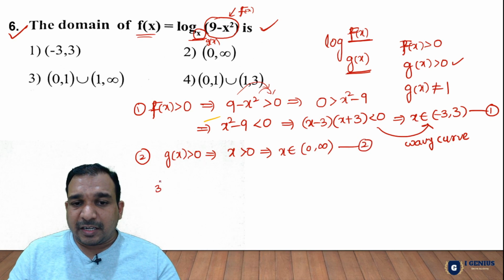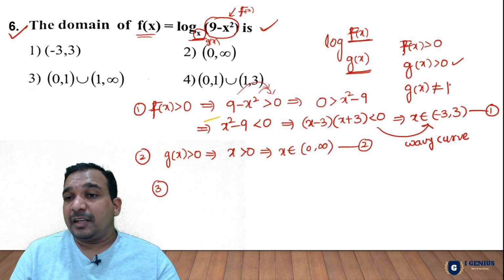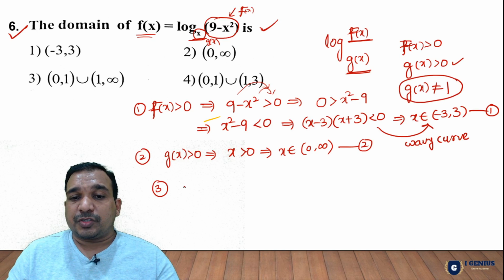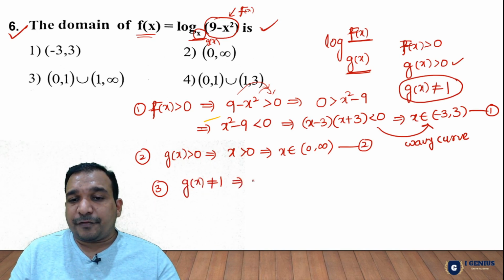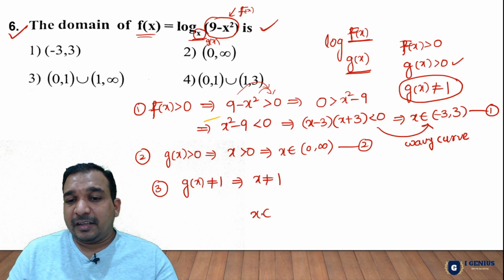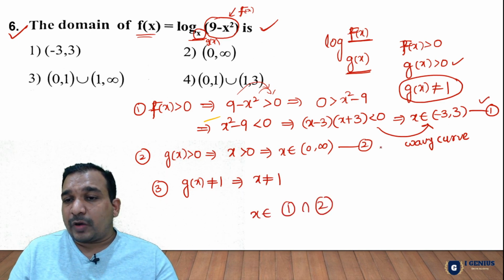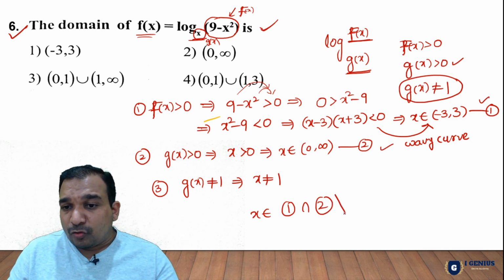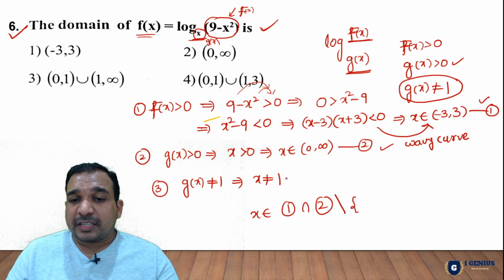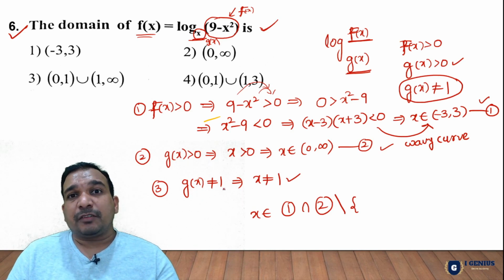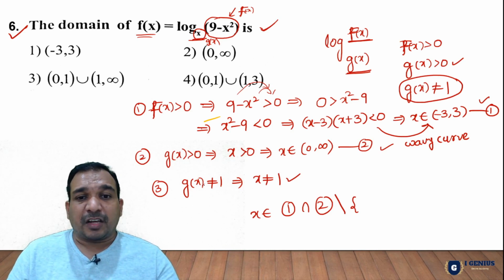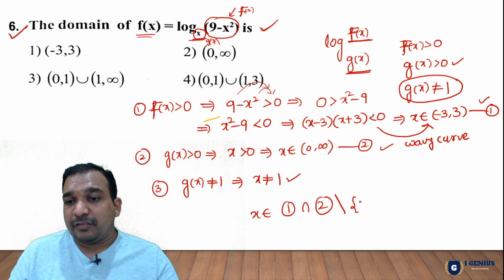Then what is the third condition? I said it is an important condition. The base should not be equal to 1. So g of x not equal to 1. What is g of x? x. So x not equal to 1. First of all, we will take the intersection of 1 and 2. From that I have to remove those x values where g of x becomes 1. At x equal to 1, g of x is 1. We don't want 1, so we should remove this 1 from the total answer.